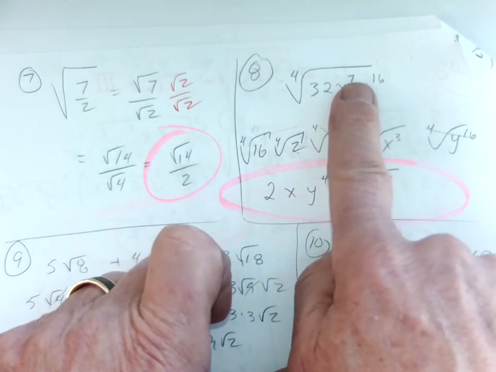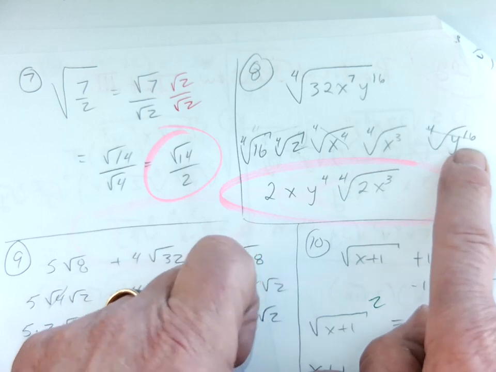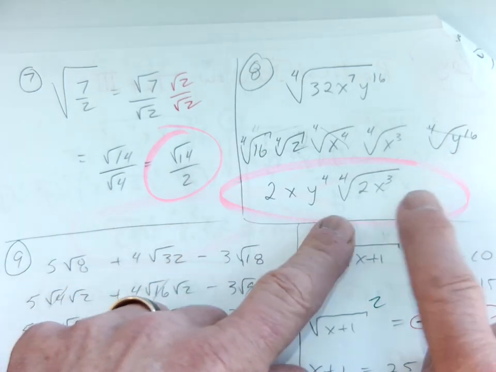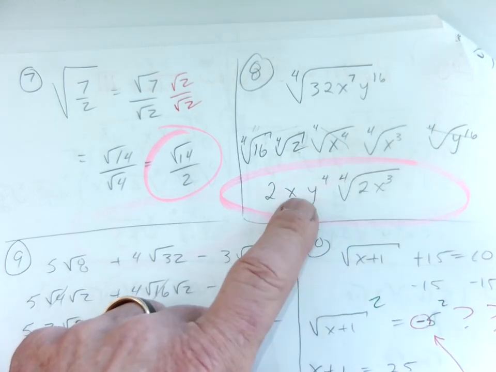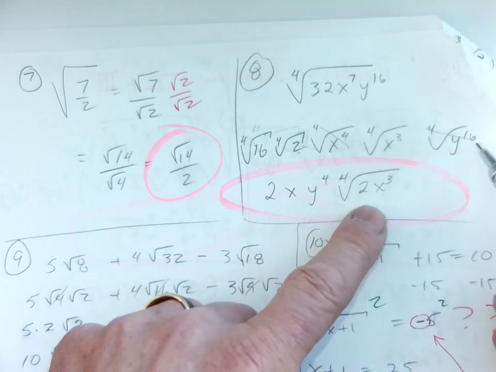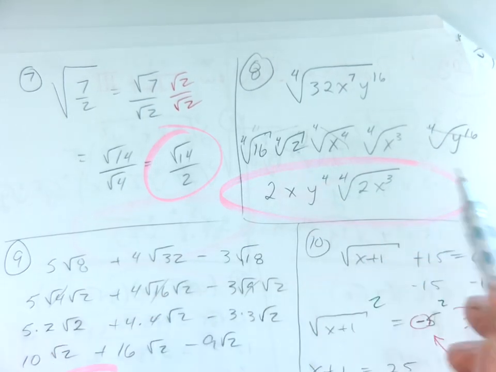Number 8, it's a fourth root. I found a perfect fourth root of 16 and 2. I'm going to take a fourth of the exponent, so I broke it up into x4, x3, so I could take a fourth of it. Fourth root of 16 is 2. I take a fourth of the exponent and make an x1. Then I take a fourth of the y16 exponent, which makes y4. And what's left inside is the fourth root of 2x cubed.